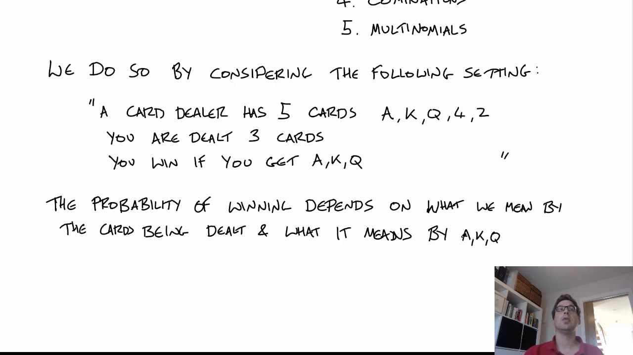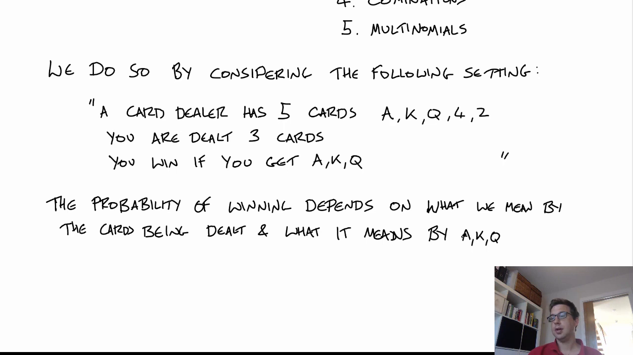Also, it could be different by what we mean to get ace, king, and queen. It could mean I need an ace, then a king, then a queen, so in the order that the cards are dealt, first an ace, then a king, and then a queen. Or it could mean that we just need ace, king, queen in any order. Probably, given the way the question was phrased, what we really mean is that the dealer deals out 3 cards without replacing them back in the deck, and getting ace, king, queen in any order means that you win.